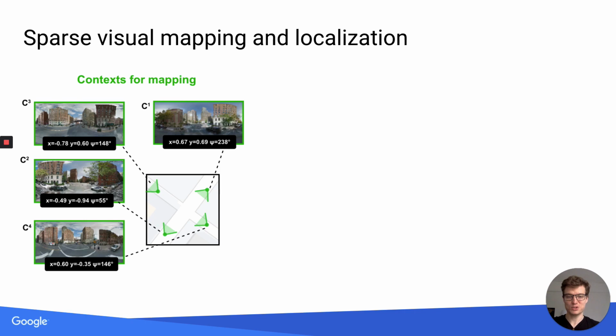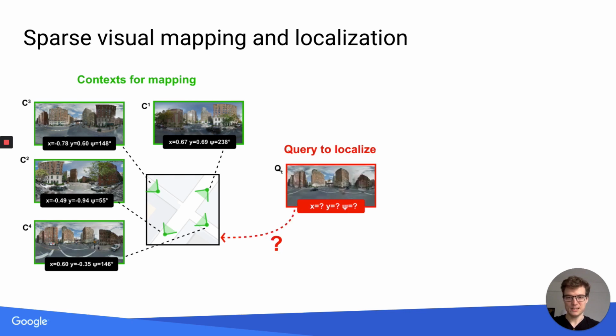Consider the sparse visual mapping and localization task. A robot here needs to map a new environment, given a handful of context images taken from known viewpoints. Then it needs to localize with respect to this map, given a new sequence of query images taken from unknown viewpoints. The task is similar to SLAM, except that here we are given a few pre-collected images from known viewpoints. For example, such image pose pairs could come from the Street View dataset, as shown here, and query images could come from an onboard camera of an autonomous vehicle.